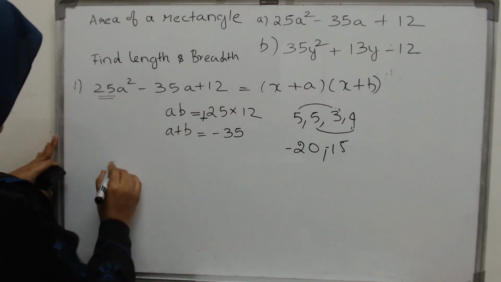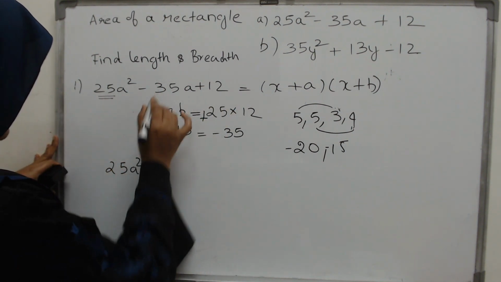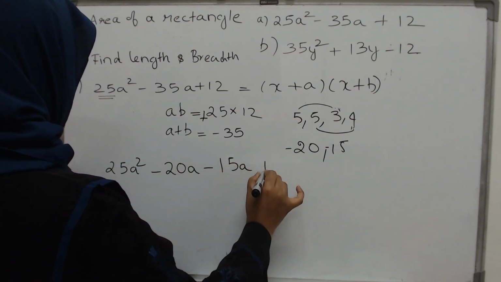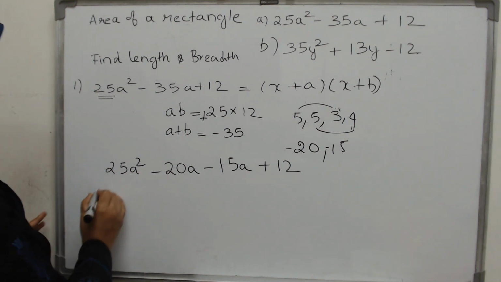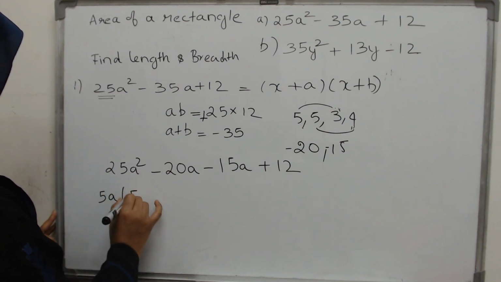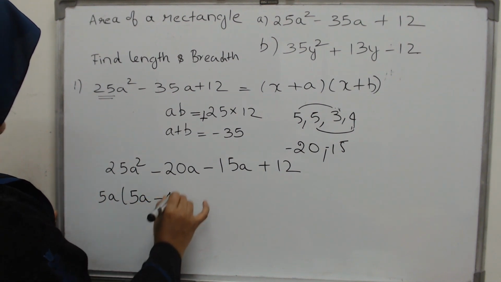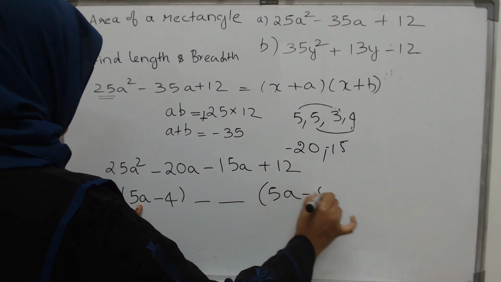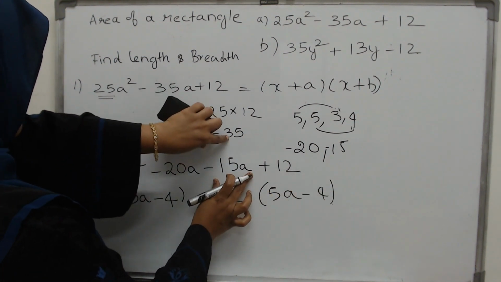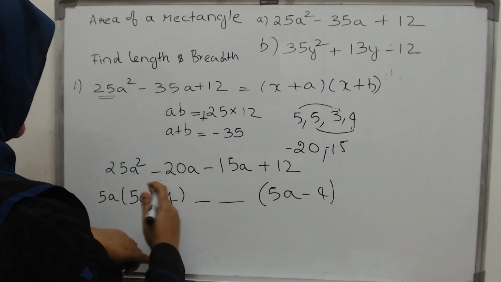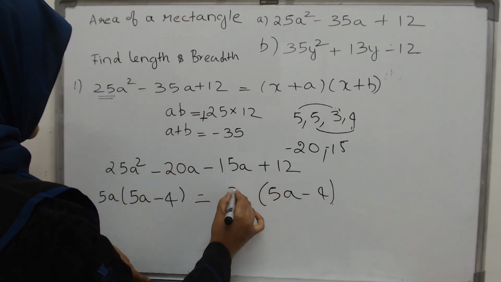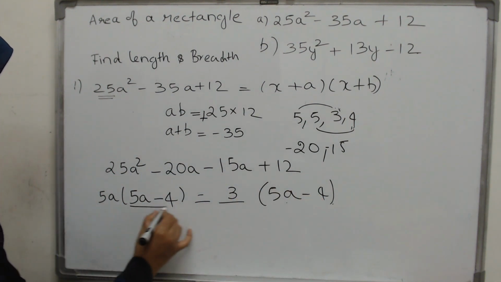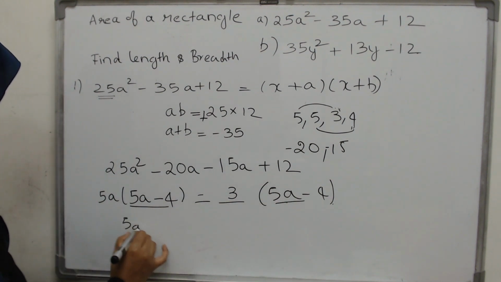So how do you split this? Instead of minus 35, you write minus 20a minus 15a plus 12. Now what do you see common here? A 5, a a. What is left? 5a minus 4. You need a sign here, a number here, and you should get the same term here. Now what do you do to minus 15a to make it 5a? What do you take out? The minus here, then 3. There, minus 15a plus 12. So what do you have common in both sides? 5a minus 4.